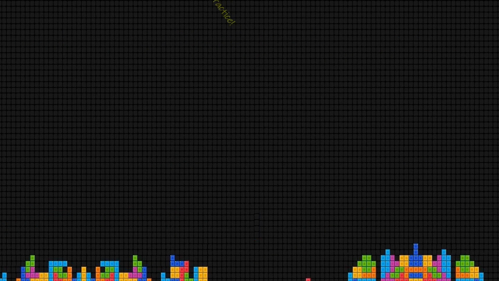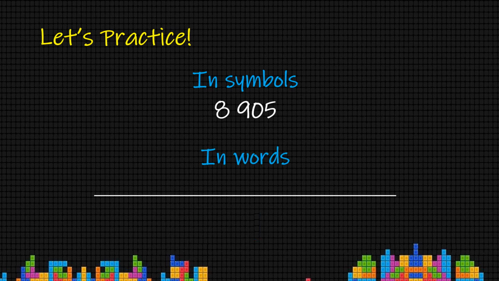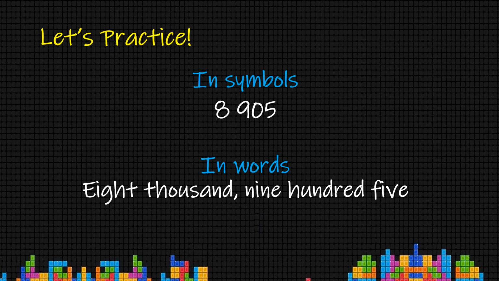Now let's practice how to read and write numbers in symbols and in words. We have the number written in symbols 8 space 905. How do you read the number and how is it written in words? So the number in words is written as 8,000, 905.